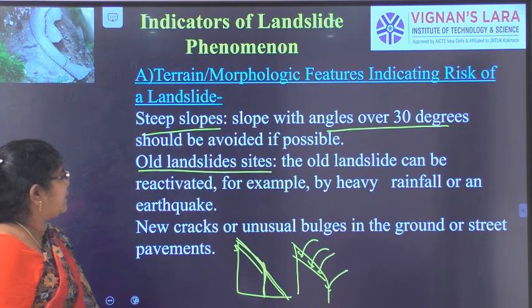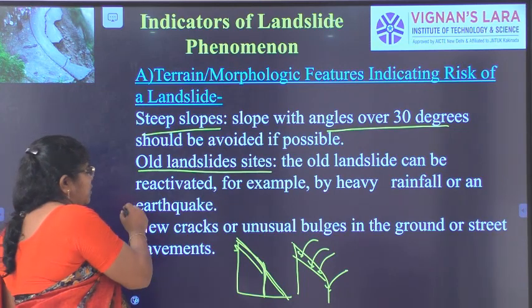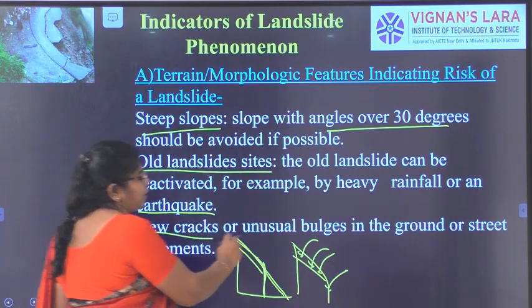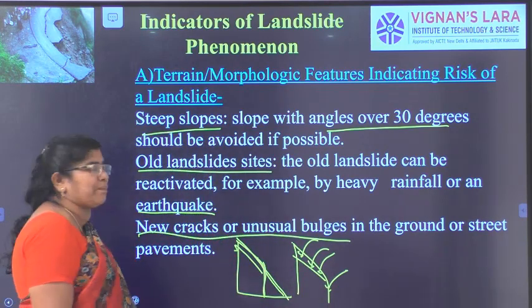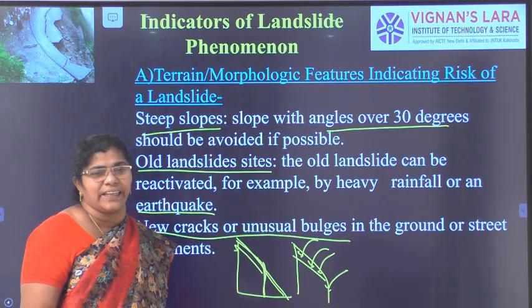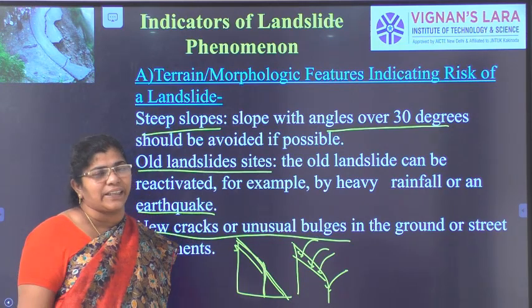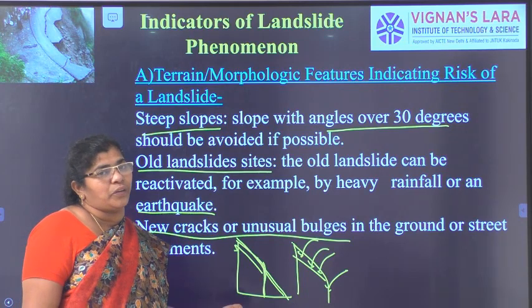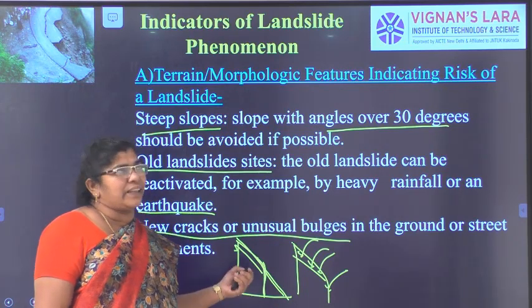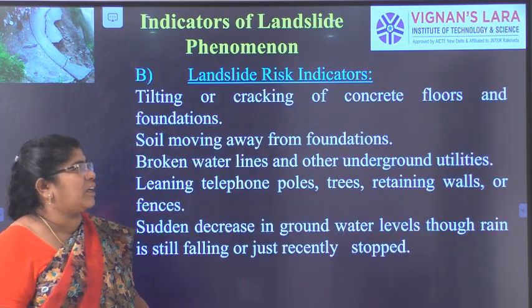The third one, due to earthquake or heavy rainfall: new cracks or unusual bulges in the ground or street pavements. If there are tension cracks in the roads and other places, then the shear stress overcomes the shear strength, and there is a possibility of landslide.